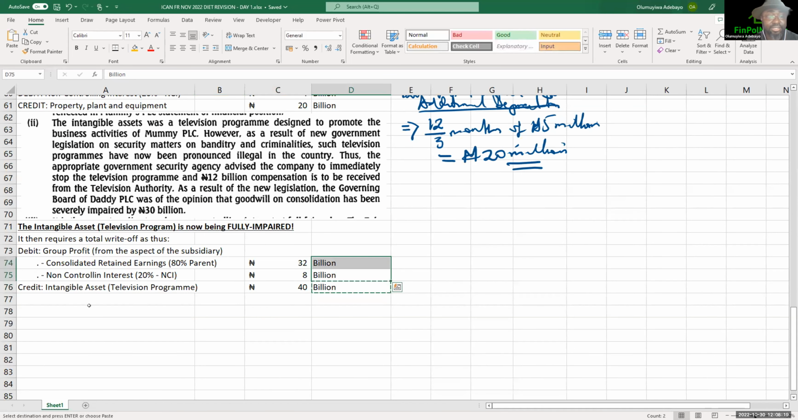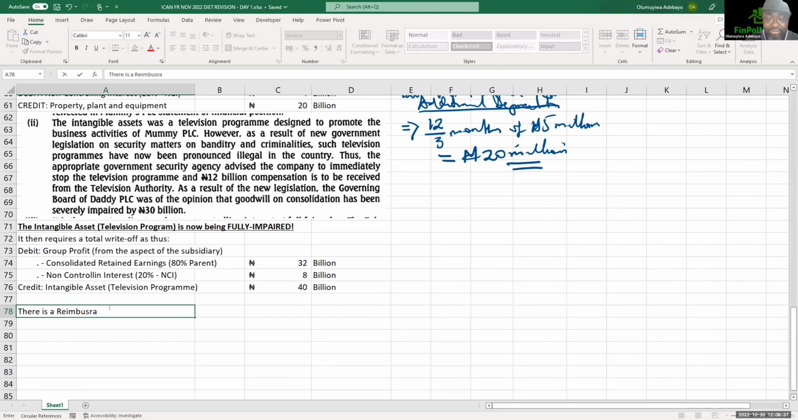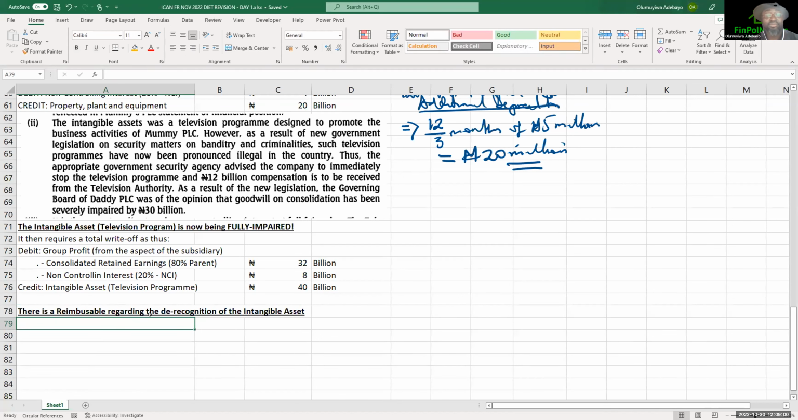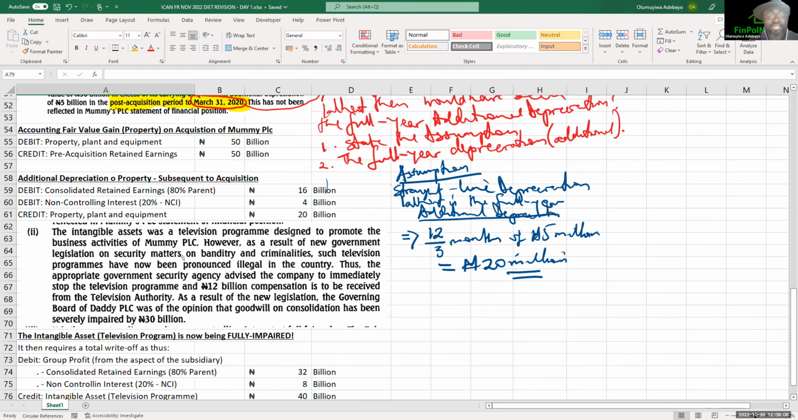Now, there's a contingent, I won't call it a contingent asset, a reimbursable asset, regarding the recognition of the intangible assets. And what is it? If you go back to the requirement of IAS 37, since it is virtually going to be received on the premise that we have to write off our rights because we can no longer use our program and government must compensate us in part. They are compensating us for 12 billion, whereas what we lost is 40 billion.